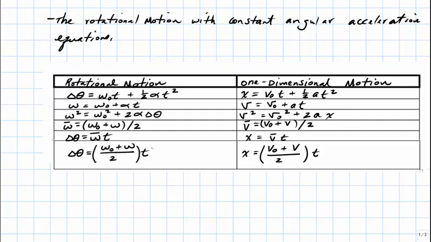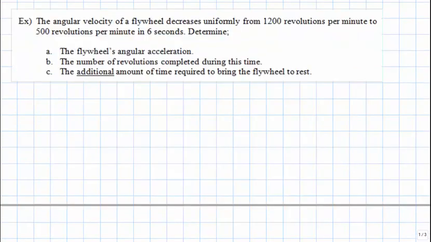We will now introduce an example that demonstrates the application of these equations. In this example, the angular velocity of a flywheel decreases uniformly from 1200 revolutions per minute to 500 revolutions per minute in 6 seconds. In part A, we need to determine the flywheel's angular acceleration. Let's begin by identifying the known quantities.